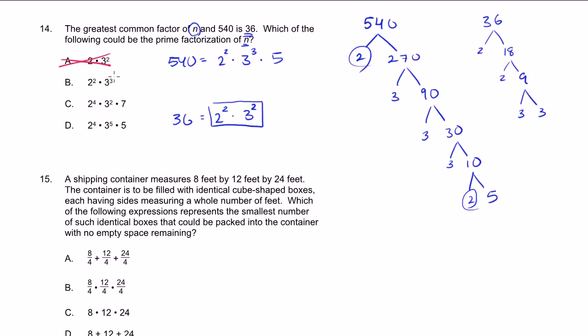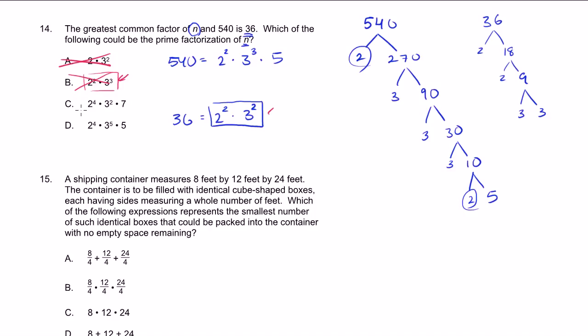This number right here also goes into 540. If n was this number right here, then n would go into 540 because this is 2 squared times 3 to the third. Then the greatest common factor of n and 540 would be this instead of 36. So this can't be our answer, because if this was our n, then n would be the greatest common factor of n and 540. This can't be our choice because this is actually a larger number that goes into 540 than 36.